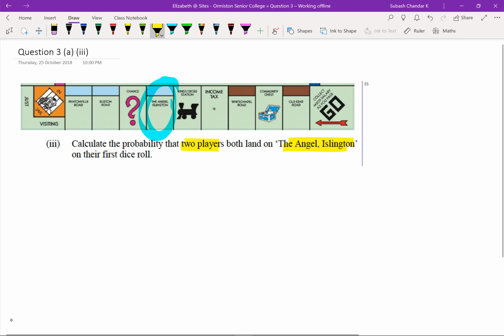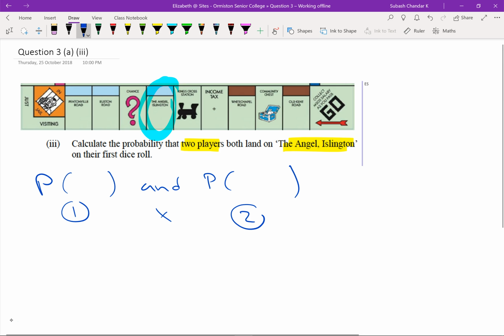Yeah? So when I'm talking, as soon as we see two players, and this is quite a common question, you need to know that two players mean I need to find the probability of whatever the event is for the first person, and we need to find the probability of some event for the second person. So we're talking about person number one and person number two, and that means this and that. And in probability, and means times. So we need to find the probability of landing on Angel Islington, and then multiply that by itself to get the probability for two players.